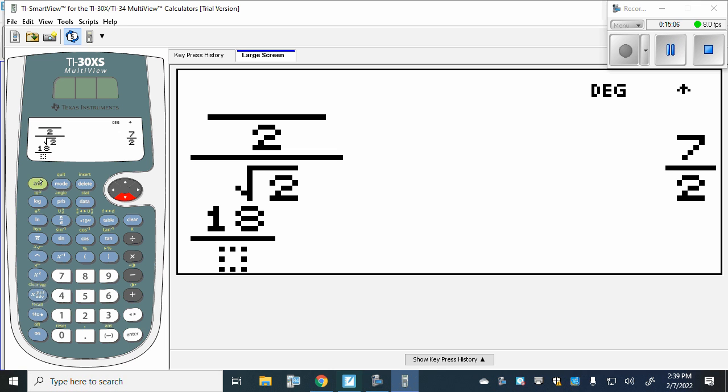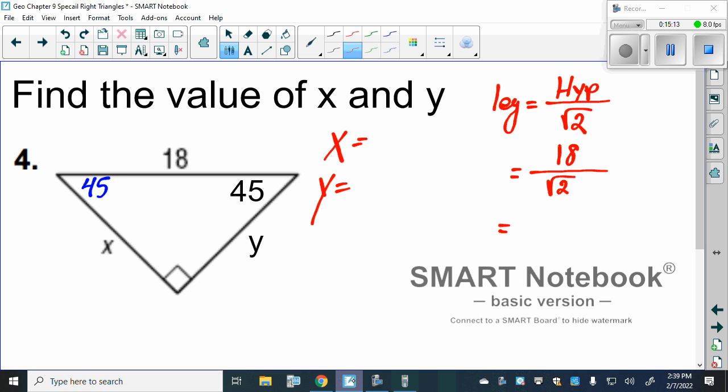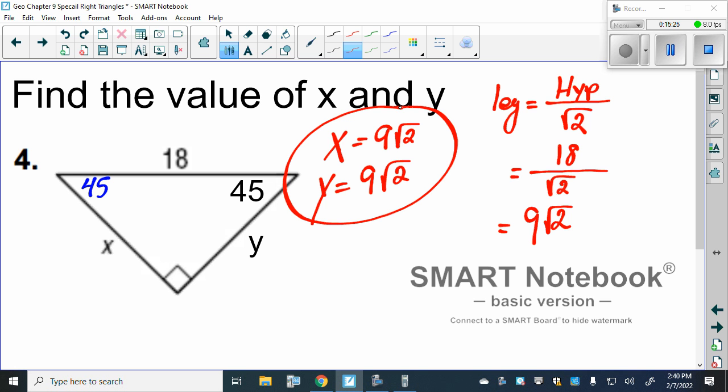18 over second square root of 2, which should give us 9 square root of 2. So if we want to get to the hypotenuse, we multiply by the square root of 2 for 45, 45, 90. If we're given the hypotenuse on a 45, 45, 90, we divide by the square root of 2. Any questions on this here?